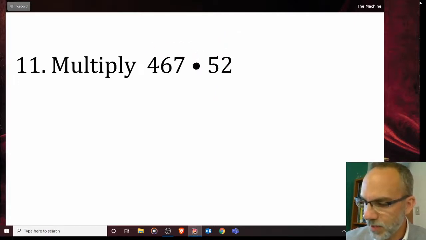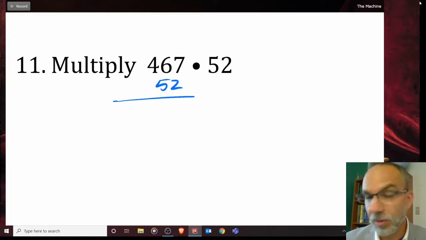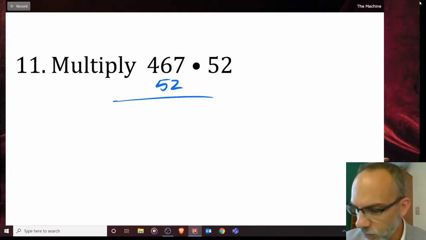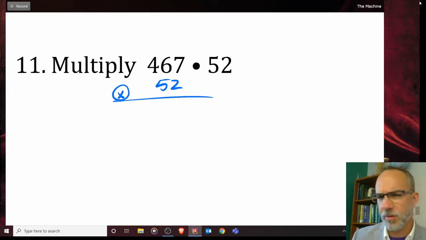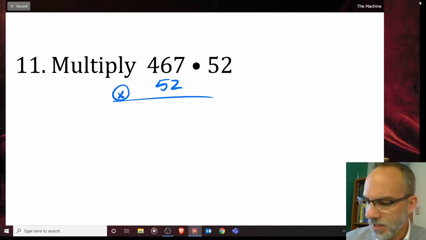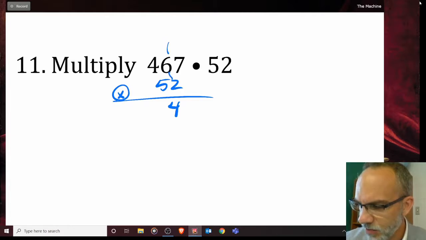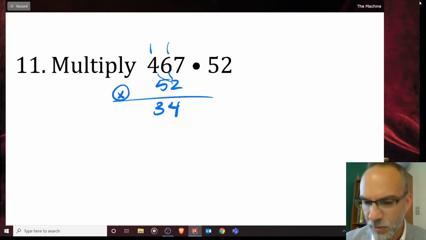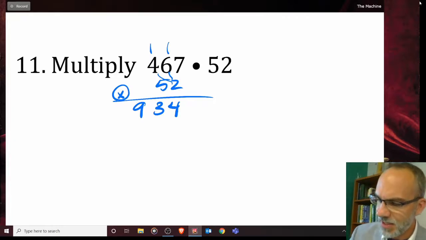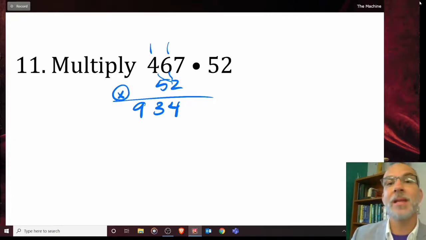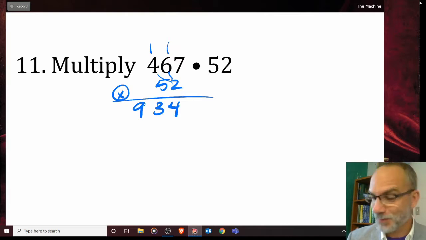So you're probably going to take 52 and write it underneath. Remember, lining up the place values, and now you're going to multiply. I will put a circle around it so that you know that it's not a variable. Anyway, 7 times 2, 14, carry the 1. 2 times 6 now is 12, plus the 1 is a 13, carry the 1 on that one. 2 times 4 now is going to be 8, plus the 1, I'm getting 9. So 467 times 2 is 934, and now do you remember what you do next?